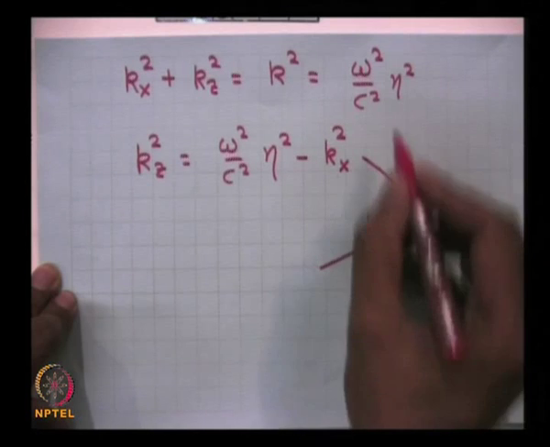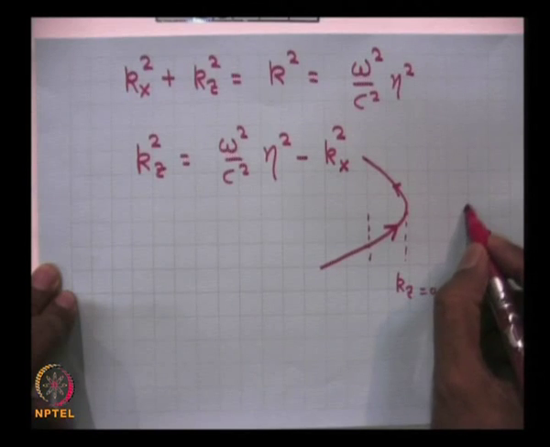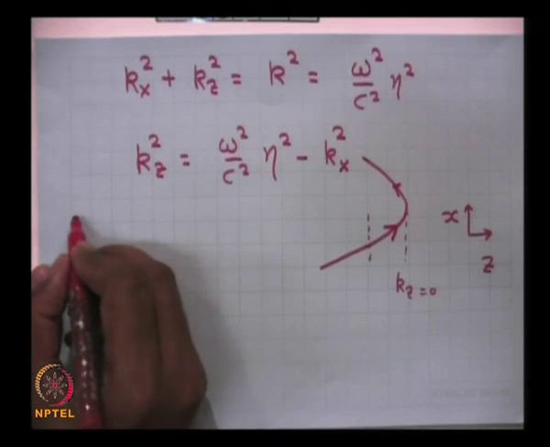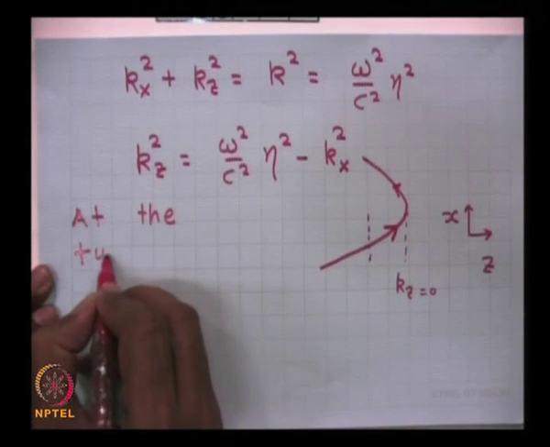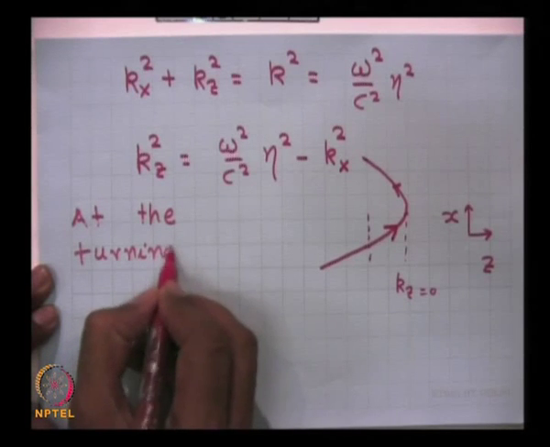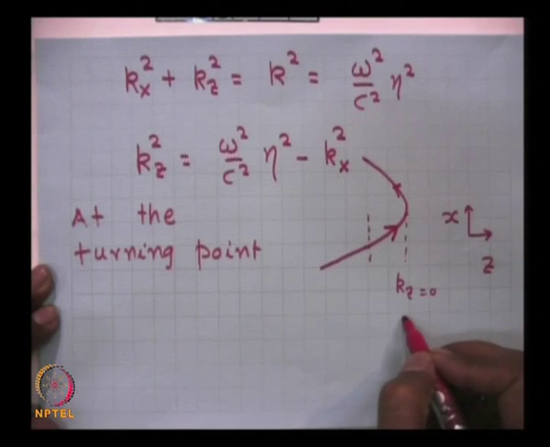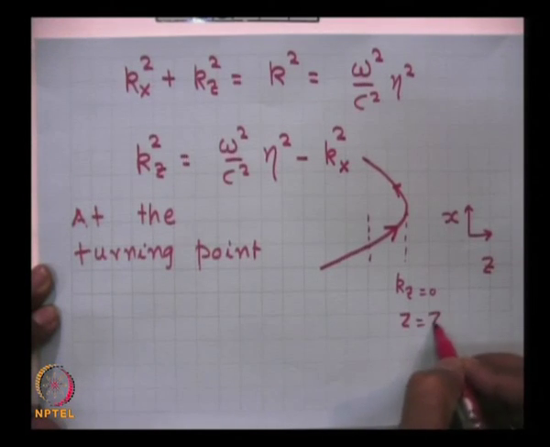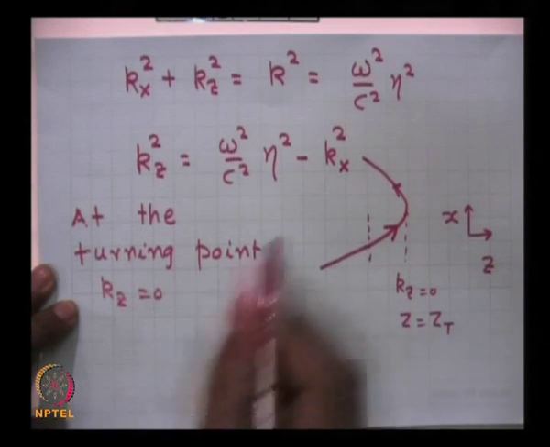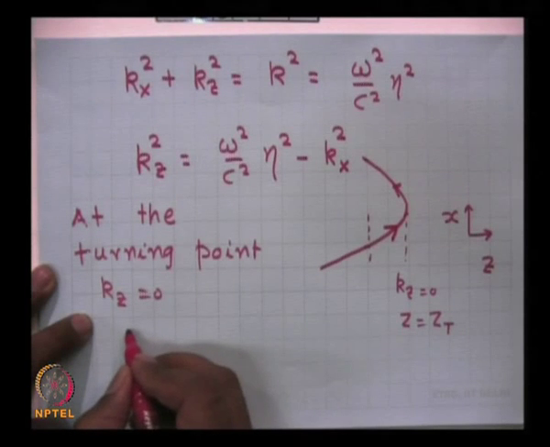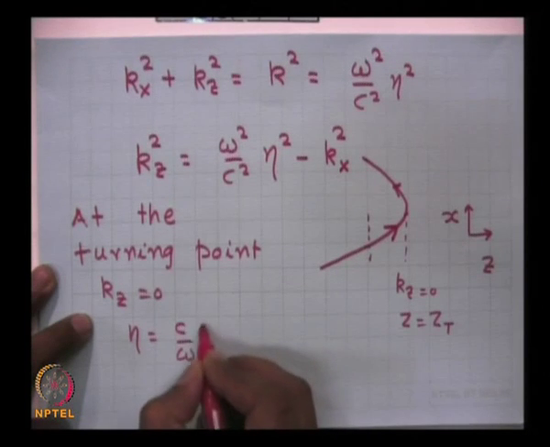The wave vector travels in the x direction at this point. Remember, this is my z direction, this is my x direction. So, at the turning point, this is called turning point. I will call this z is equal to zt, turning point. Kz is 0, which means eta becomes c upon omega into kx.